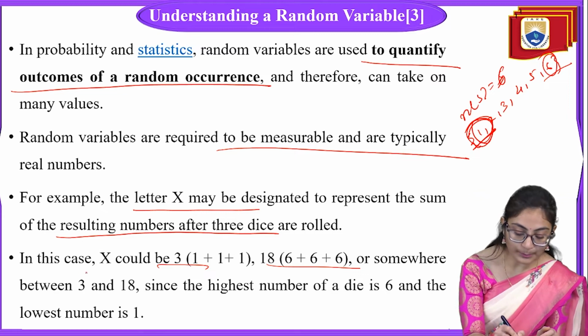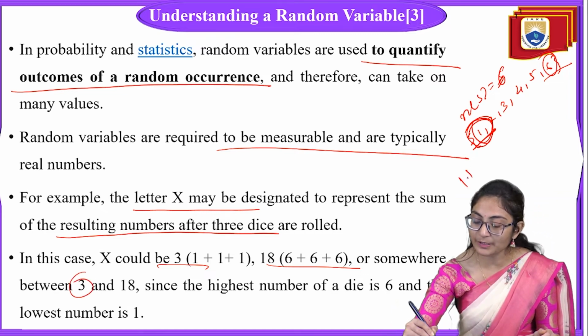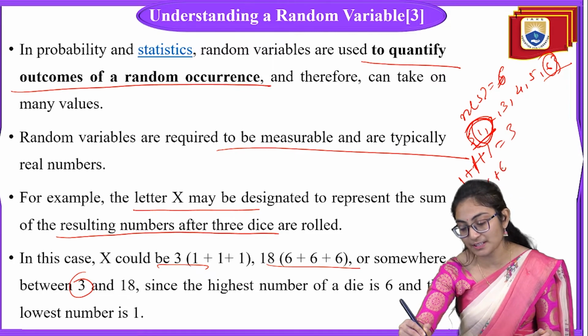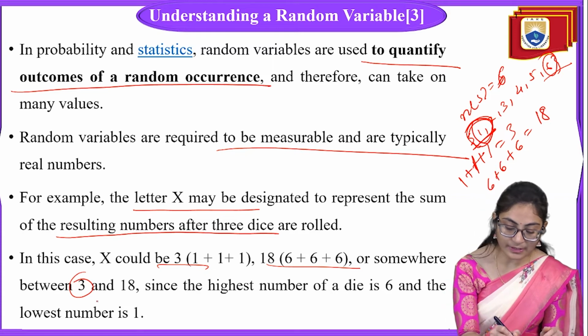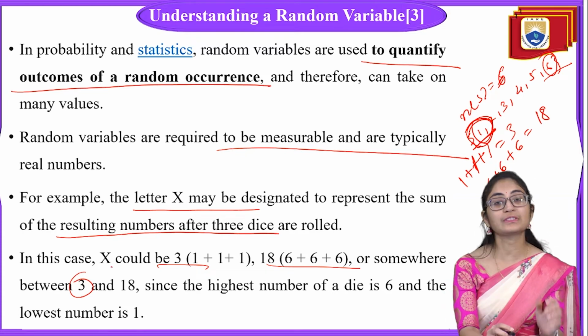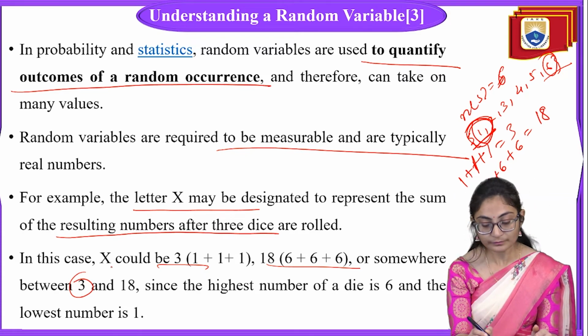So for your lower number, when we add 1 plus 1 plus 1, that means 3, and 6 plus 6 plus 6, that means 18. That means your lowest value is 3 and your highest value is 18.